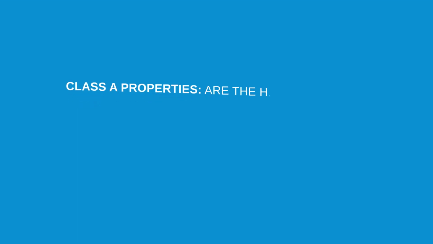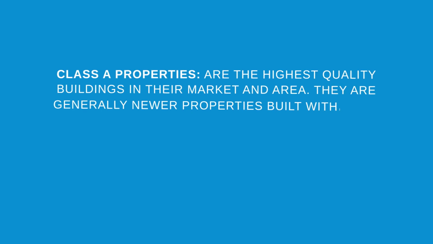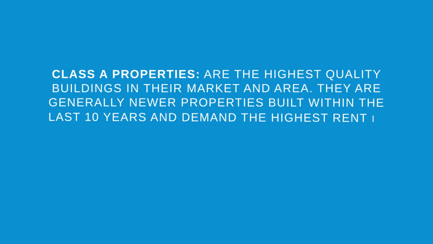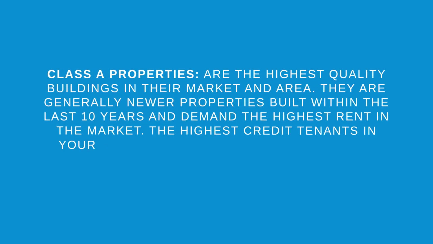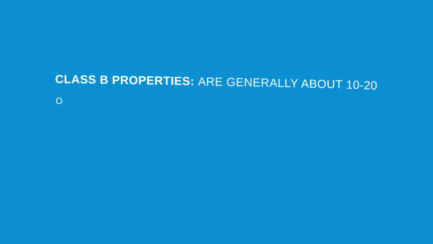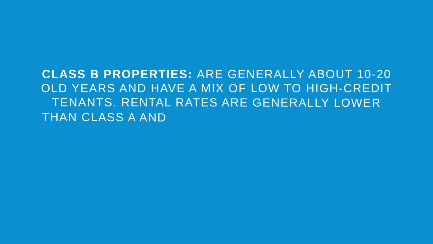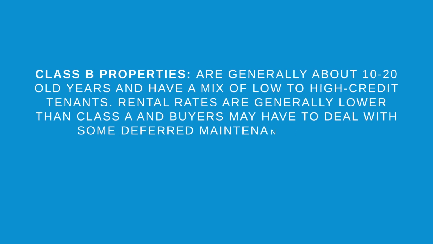Class A properties are the highest quality buildings in their market and area. They are generally newer properties built within the last 10 years and demand the highest rent in the market. The highest credit tenants will typically occupy these buildings. Class B properties. These are generally 10 to 20 years old and have a mix of low to high credit tenants. Rental rates are generally lower than Class A, and buyers may have to deal with some deferred maintenance issues.